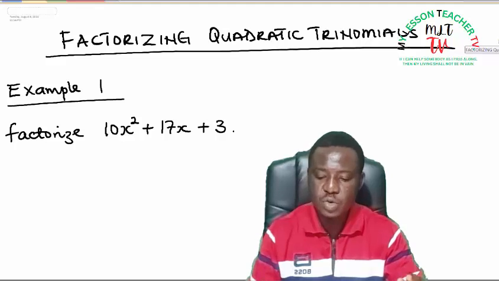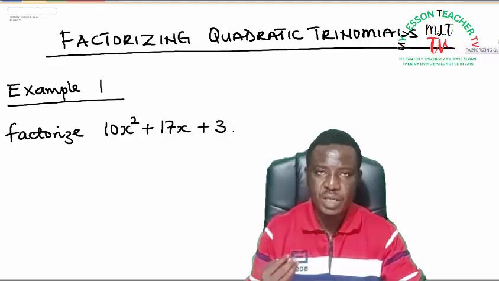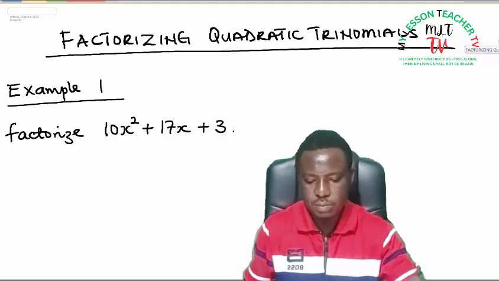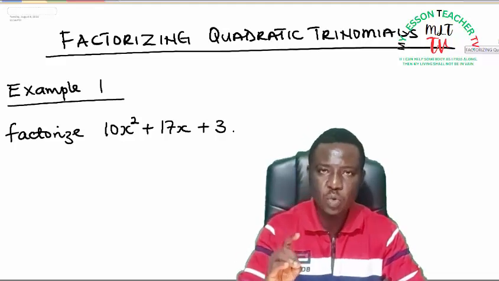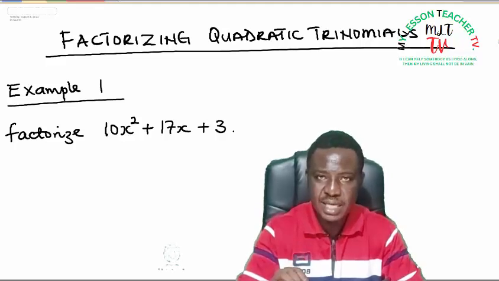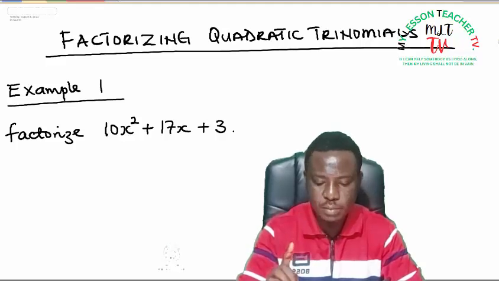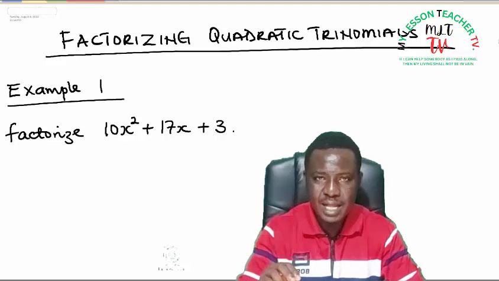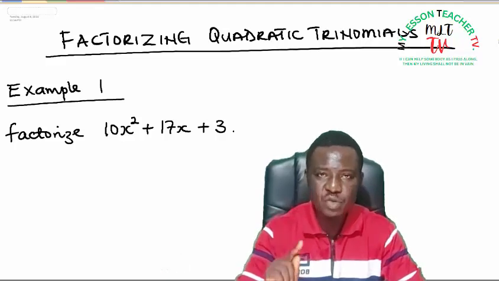Example 1 says we should factorize 10x squared plus 17x plus 3. This is an example of a quadratic trinomial, and the rule says that in factorizing a quadratic trinomial, so long as the value of a, the coefficient of x squared, is not equal to 1, you look for 2 terms that when you multiply them together, give you the product of the first term and the last term, and when you add them together, give you the middle term.